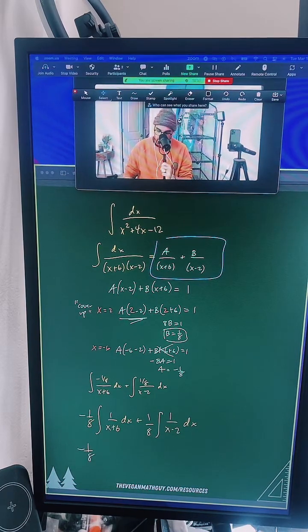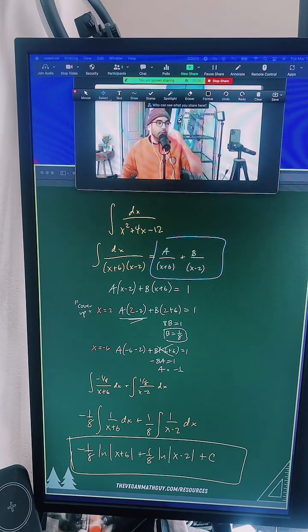This is going to be negative 1/8 natural log. Again, I'm just going to use the absolute value for those natural logs because you never know what that answer is going to be. And there we are, guys.